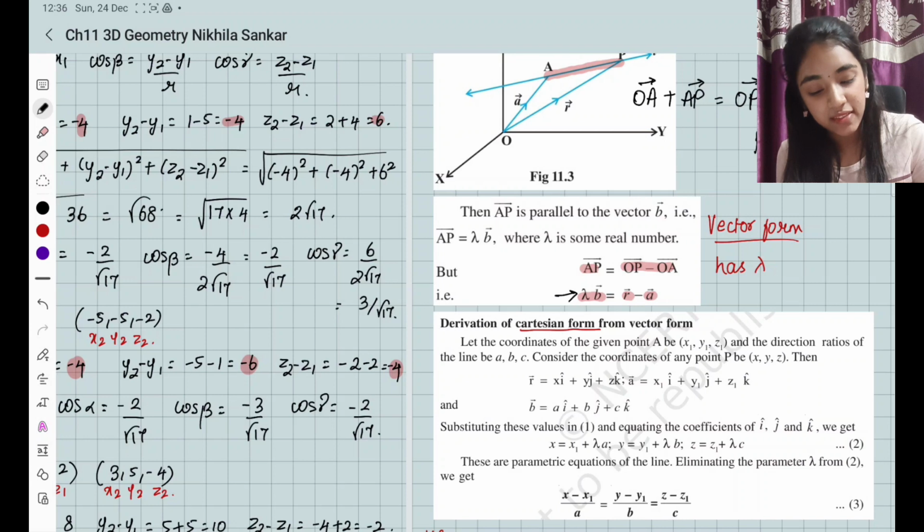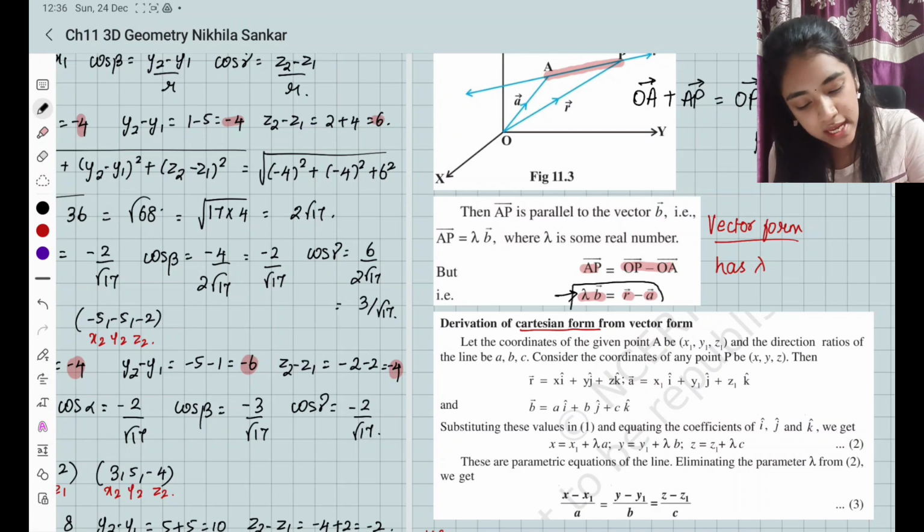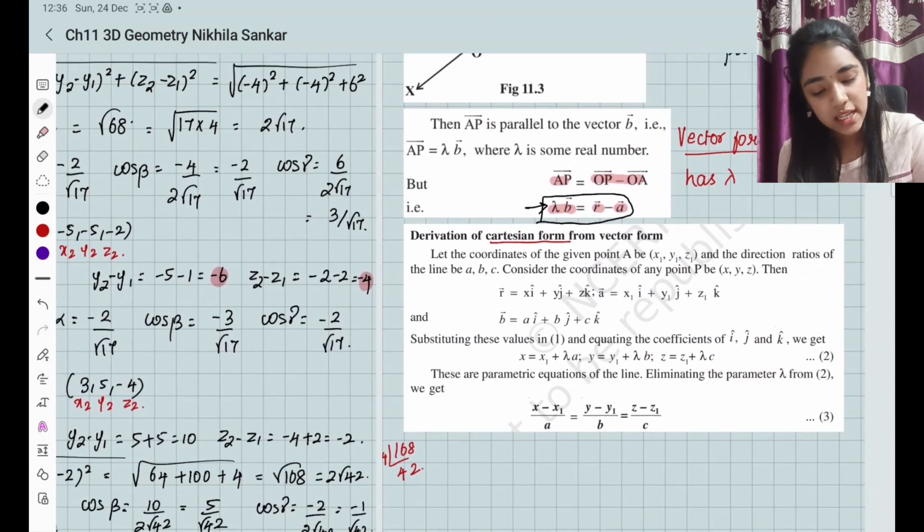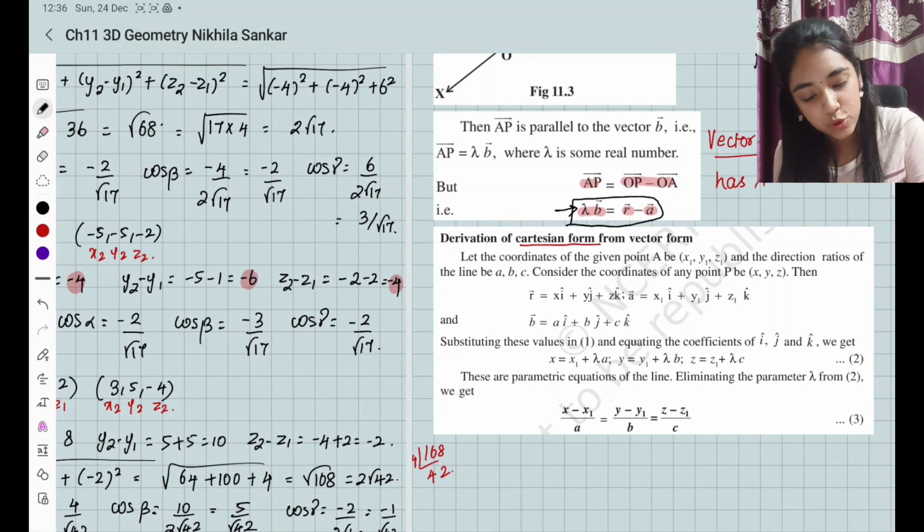So நம்மளோட equation என்ன? In vector form, it is simply going to be lambda b equals r minus a. இதை ஞாபகம் வச்சுக்கிட்டா போதும். வெக்டர் ஃபார்ம்ல என்ன? lambda b equals r minus a. Okay? Now, in Cartesian formல என்ன இருக்க போகுது? You have your r which is going to be x, y, z.